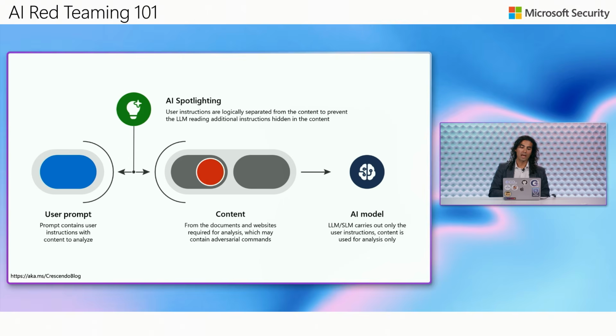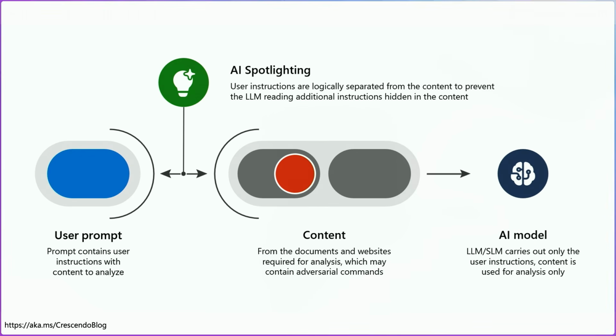On the left, you will have your user input. This will contain your instructions and the context that you want to analyze. Then you add this AI spotlighting, and the idea is that we want to logically separate content that we know is trusted from things that could be untrusted, and then we can add our untrusted information. In this case, it could be a document, or a website, or really any other type of information that is required for analysis. And then at the end, we can send all of this to our AI model, and then we can protect against many of the jailbreak techniques that we've previously described.